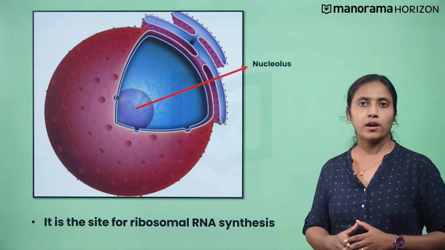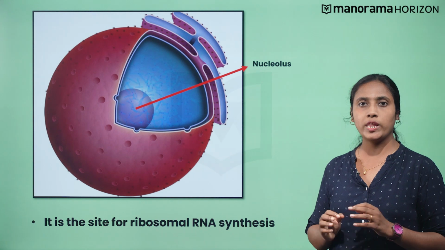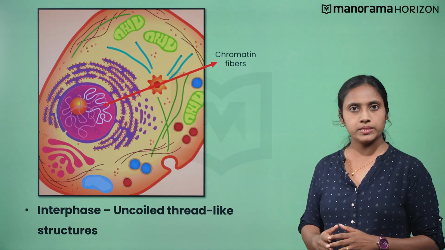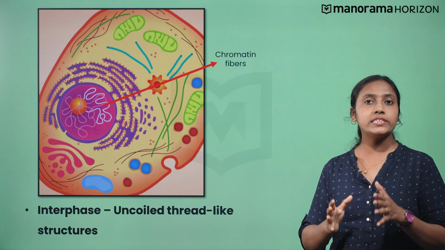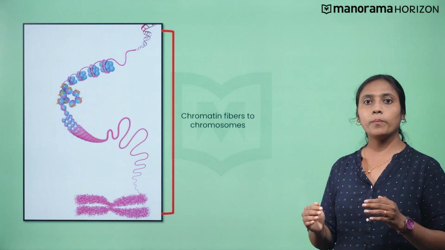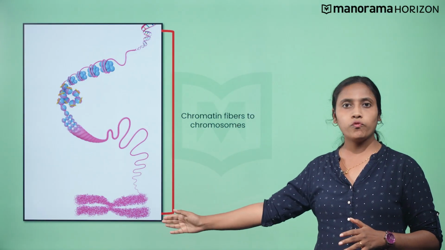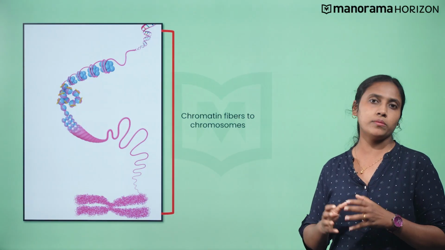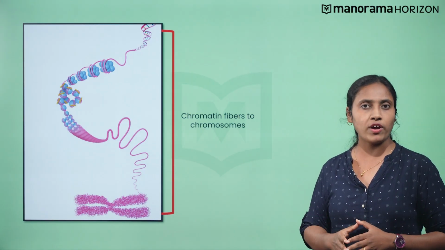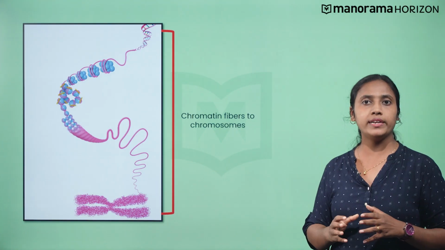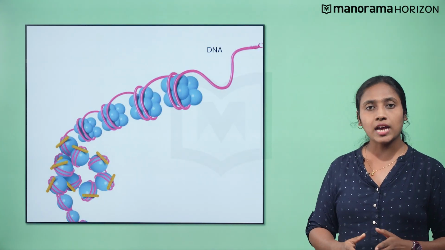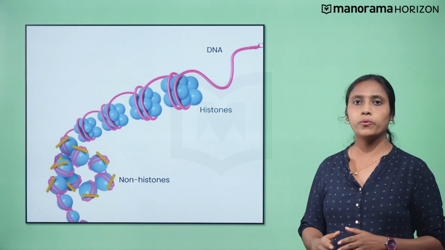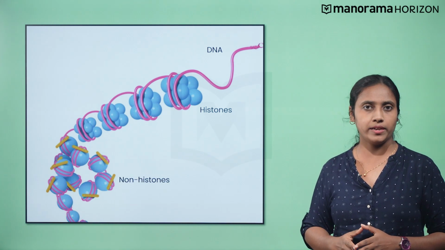Coming to the chromatin part, a cell in its interphase will have uncoiled thread-like structures called chromatins. But when the cell enters the phase of cell division, the chromatin fibers get condensed to form chromosomes. If we visualize the chromatin fibers under an electron microscope, we'll find that a chromatin fiber contains DNA, some basic proteins called histone and non-histone proteins, and also RNA.